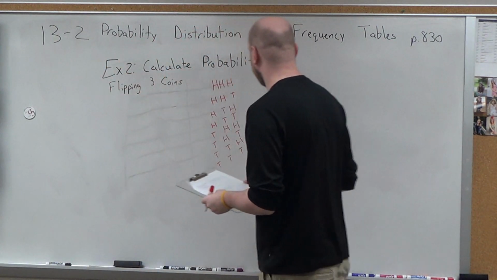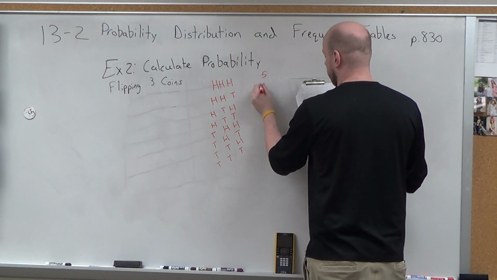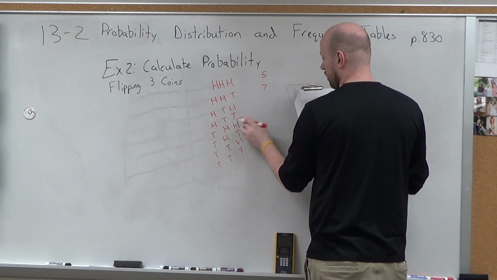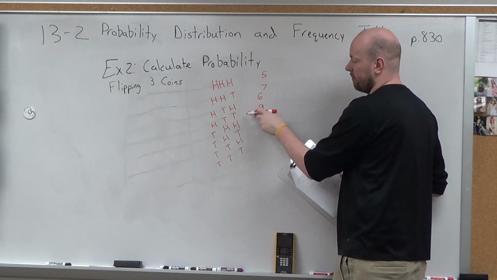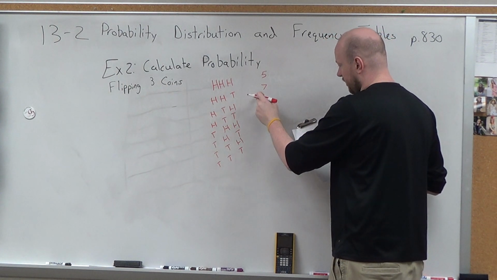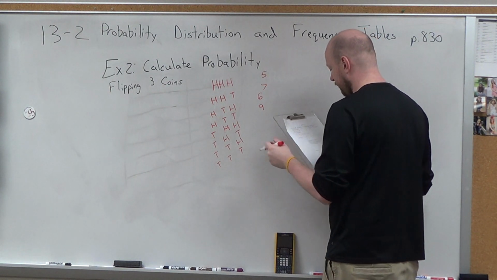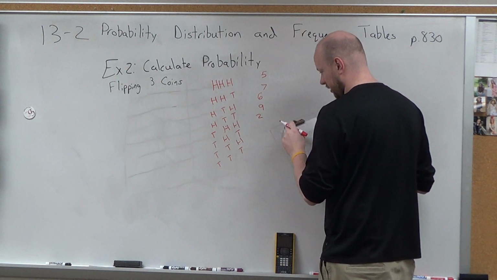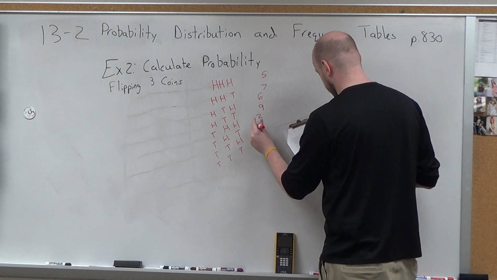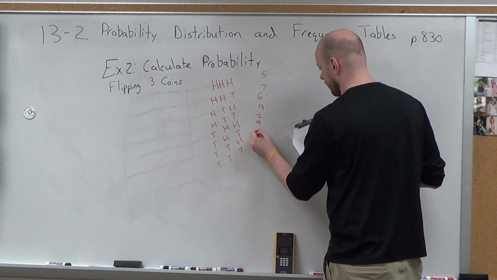Okay. And the frequency of those, let's say, is 5, 7, 9, 6. Sorry, I got these two mixed up. Heads, tails, heads was 6. Heads, tails, tails was 9. Tails, heads, heads is 2. Tails, heads, tails was 9. Tails, tails, tails was 10. And tails, tails, heads was 2.